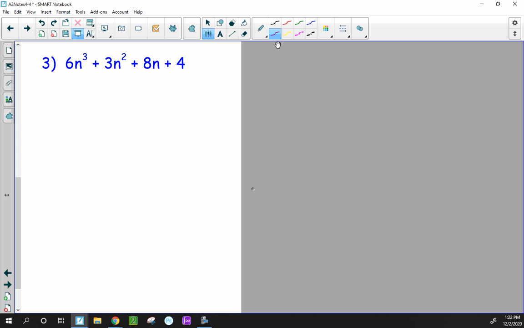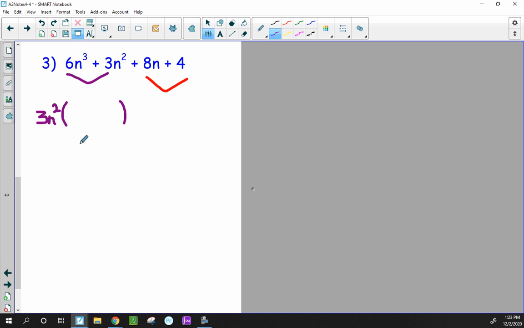On question 3, I'm seeing a 6n to the third plus 3n to the second plus 8n plus 4. As I scan all 4 terms in my problem, these 2 appear to have a common factor. And the last 2 actually do as well. So I'm going to choose not to rearrange this. I'm going to start with the first terms. 3 will go into 6 and 3. This term has n to the third, this has n to the second, so they both have n to the second in common.